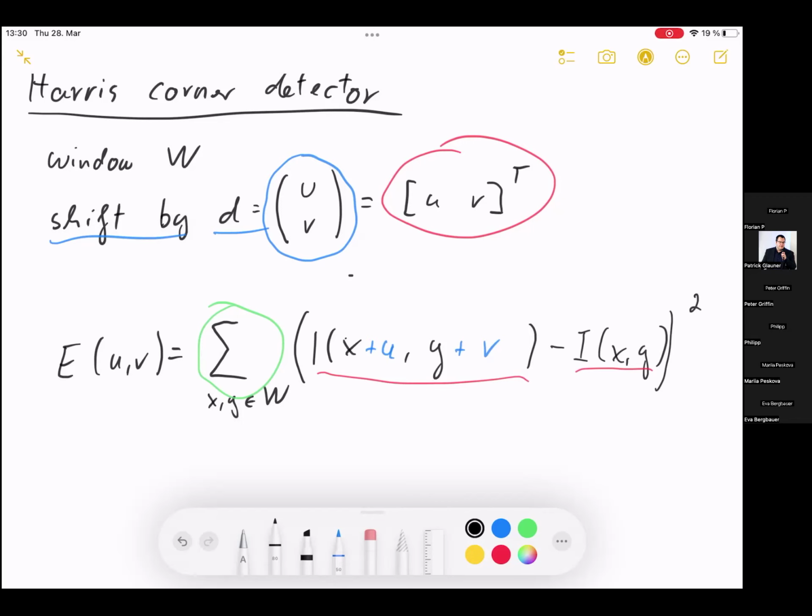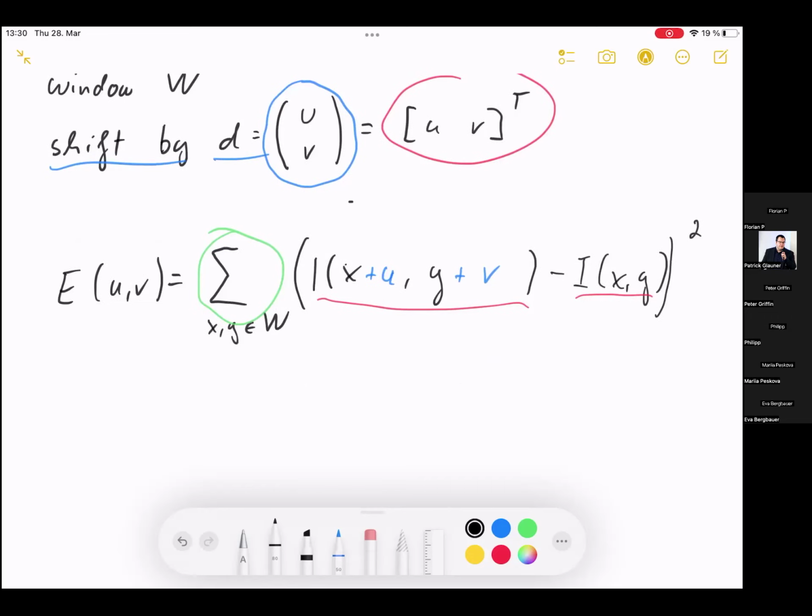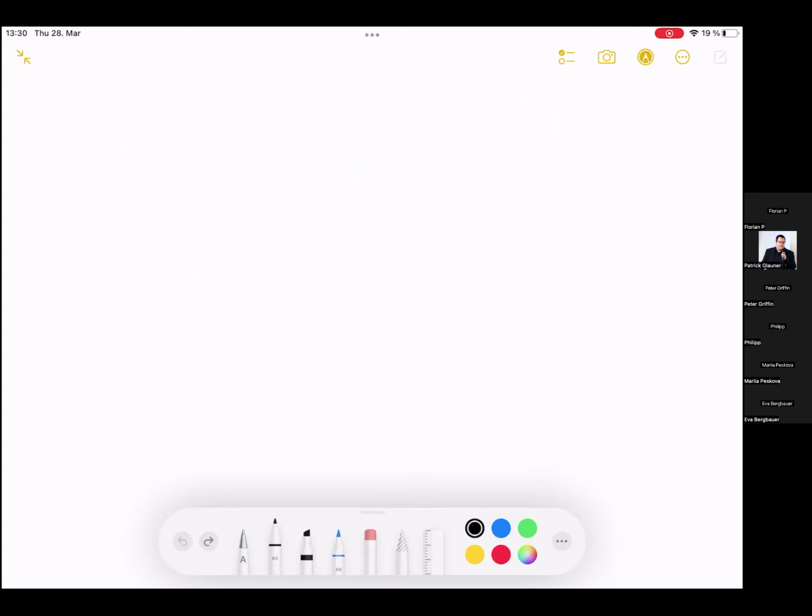We will come back to this Harris corner detector in a moment, but we need something in between, a helper tool. And the helper tool is our Taylor expansion. The Taylor expansion is something you learn in a calculus class.